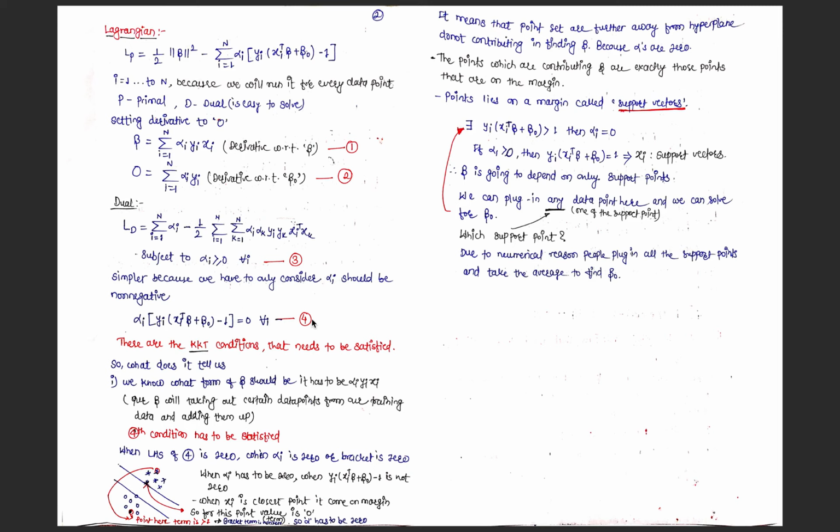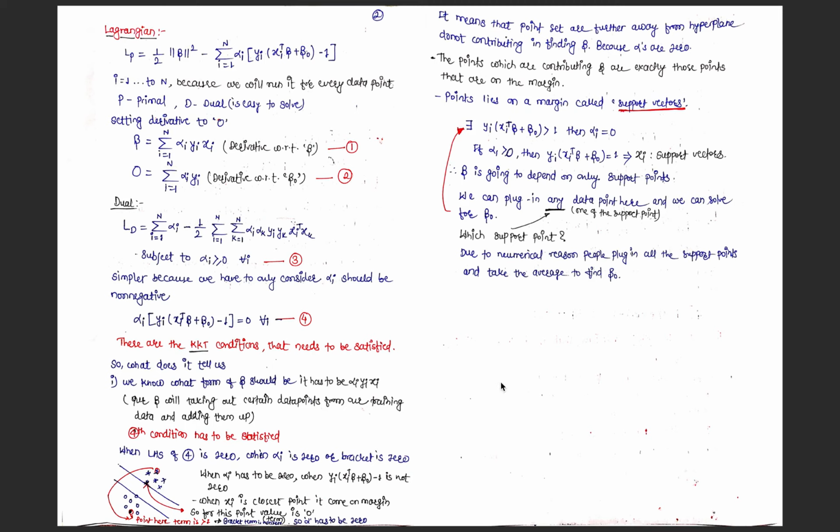Just type what are the KKT conditions. These are similar to this, and they need to be satisfied. So what does it tell us? We know what form beta should take. It has to be alpha_i y_i x_i. Our beta is taking certain data points from our training data and adding them up.